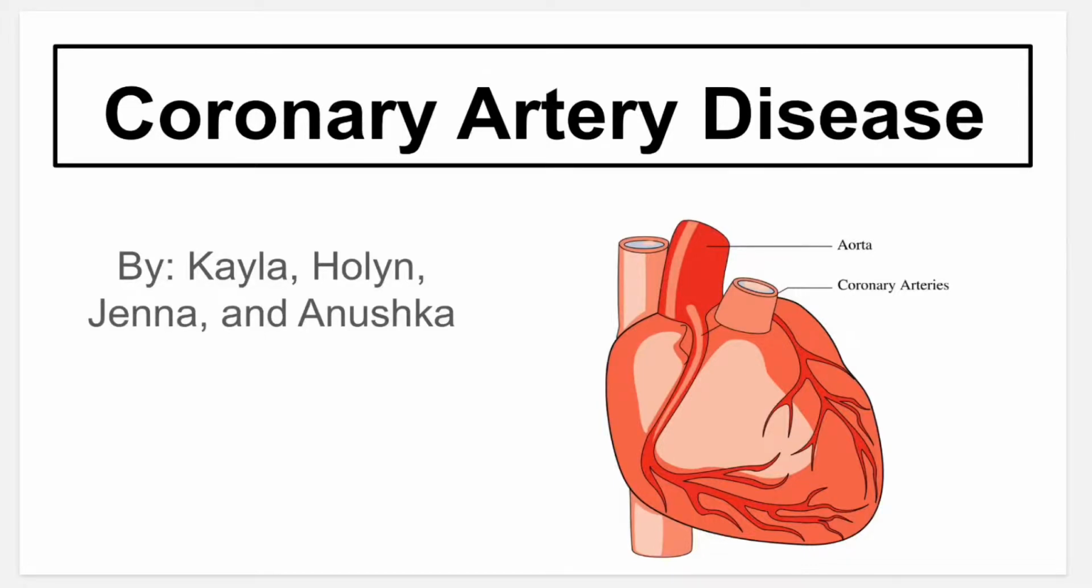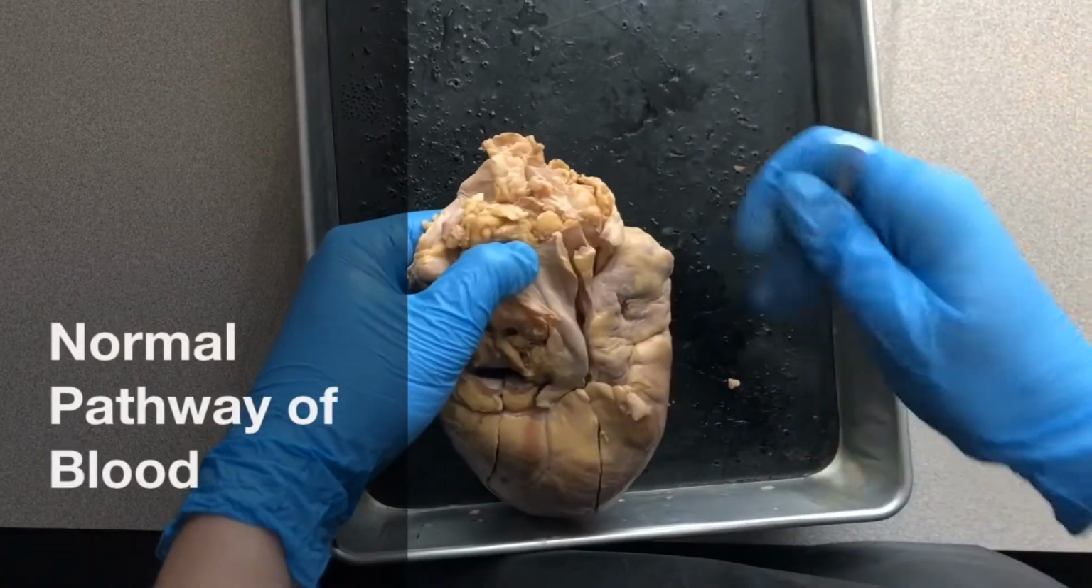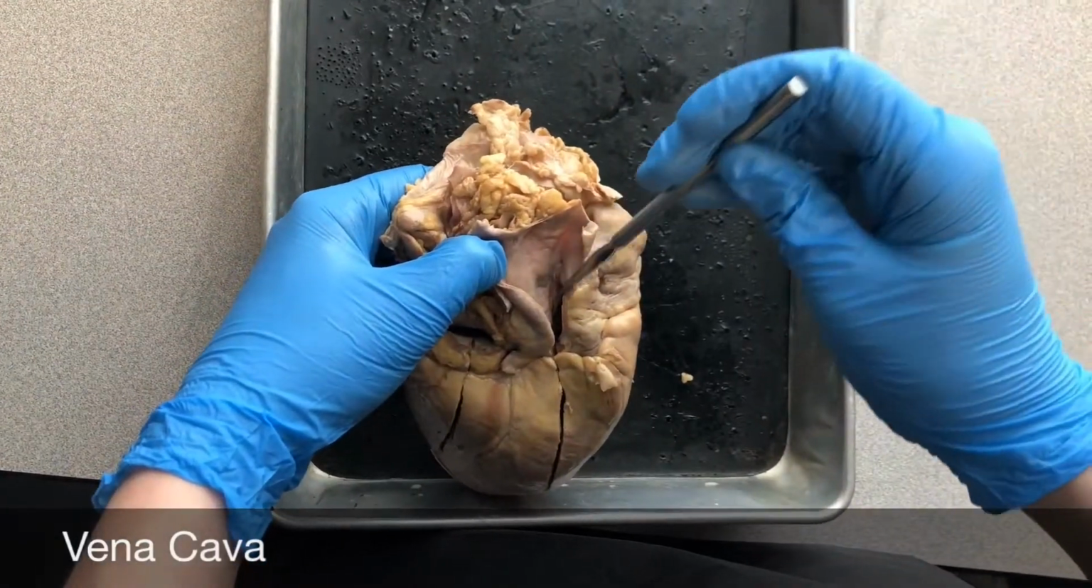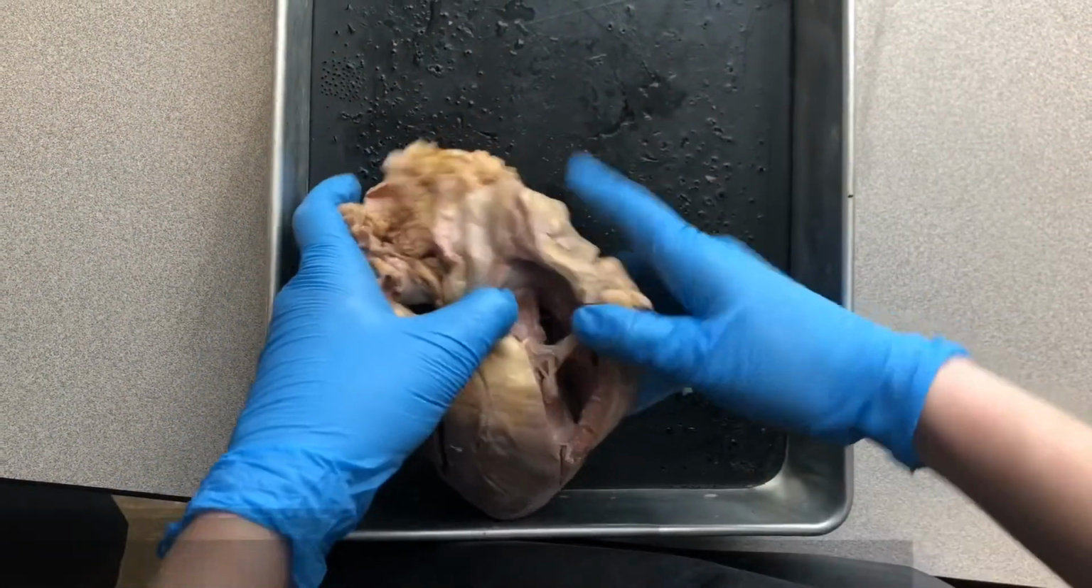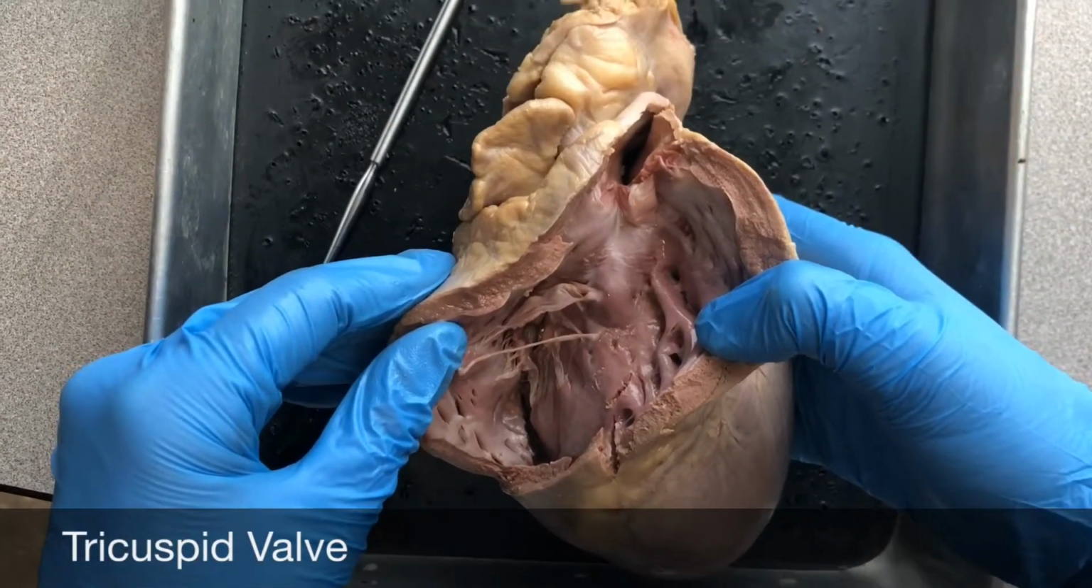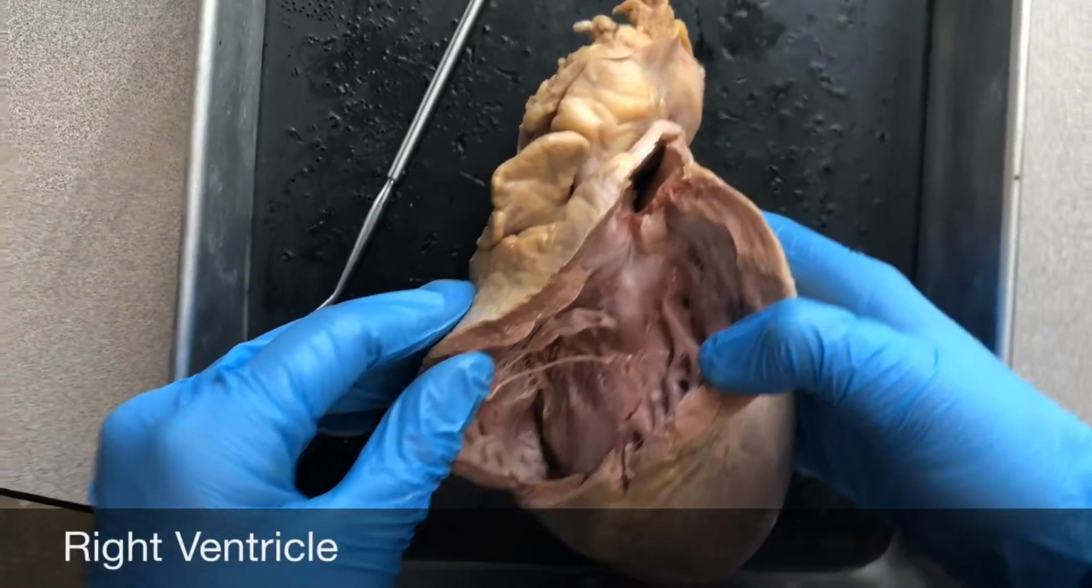Coronary artery blockage is when plaque builds up in the arteries that provide blood flow to the heart. Okay, to start the blood flow of the heart, starting with the deoxygenated side, the blood will flow through the vena cava and enter the right atrium. The blood will pass through the tricuspid valve and then reach the right ventricle.